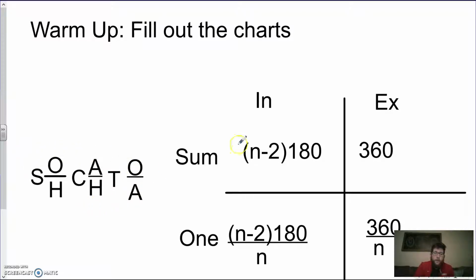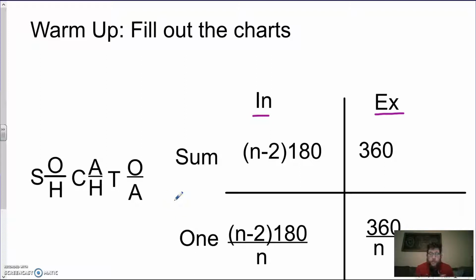Okay? And then on this chart, we should have our (n minus 2) times 180, our 360, our (n minus 2) times 180 all over n, and our 360 over n. So over here, we've got our four formulas: (n minus 2) times 180, 360, (n minus 2) times 180 over n, 360 over n. And make sure we get these into interior, exterior, sum, and 1. Hopefully by this point you're really good at it.